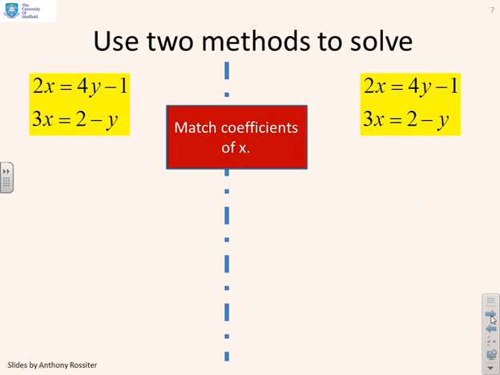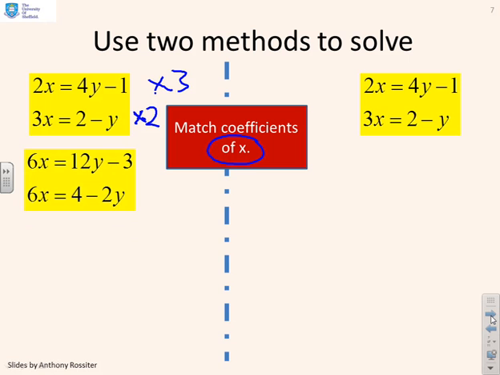So remember, the first step in both methods was to match the coefficients of one of the variables. Now in this particular case, I've decided to match the coefficients of the x. So in order to do that, I'm going to have to multiply this equation by 3 and this equation by 2, and then they'll both end up with a 6x. So let's do that. And so you see the top equation becomes 6x equals 12y minus 3, and the next equation 6x equals 4 minus 2y. Now this is the same in both methods. So we're happy so far, both methods are identical.